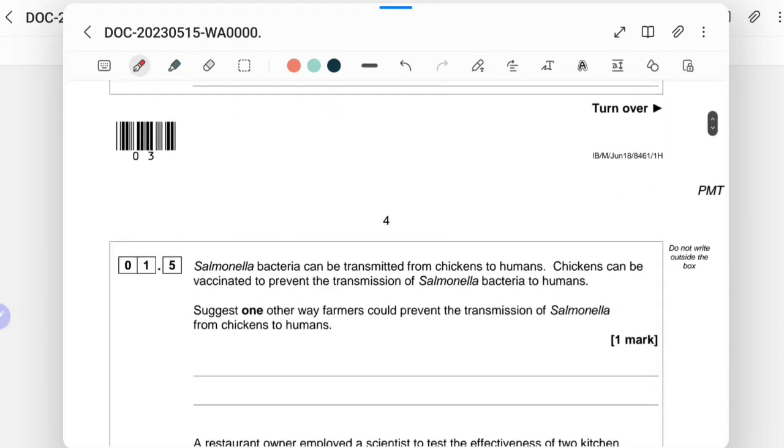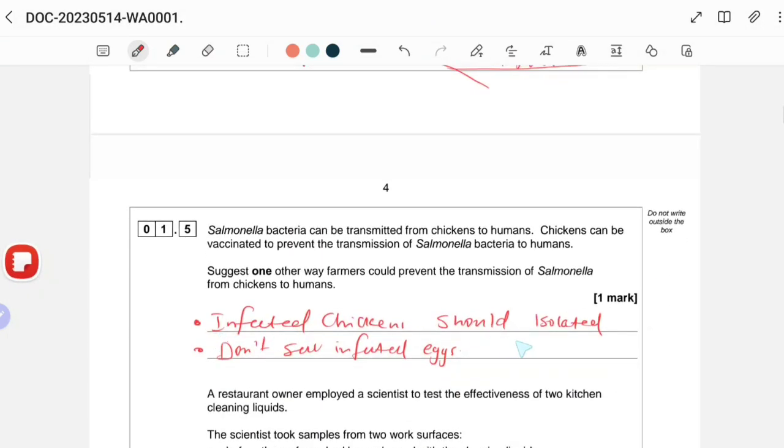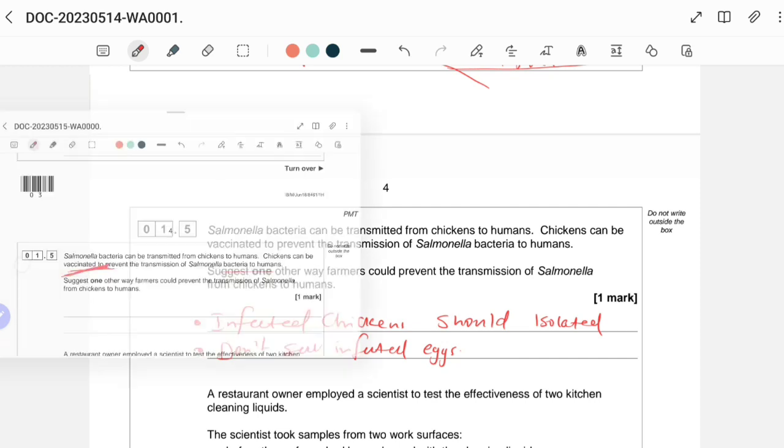Salmonella bacteria can be transmitted from chickens to humans. Chickens can be vaccinated to prevent the transmission of salmonella to humans. So give just one other way farmers could prevent the transmission of salmonella from chickens. So what he's saying here is that vaccination should not be mentioned anymore because it's one of the ways. So what other ways can it be prevented? And that can be done by infected chickens being isolated from other chickens or even killed. Then don't sell infected eggs, so that the whole thing stays there on the farm and should not spread further. All right.